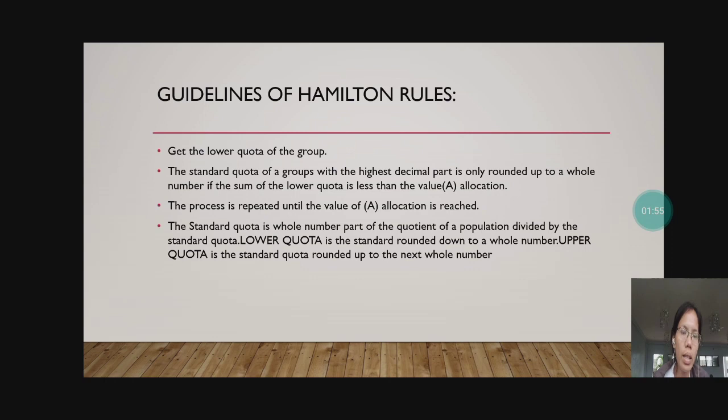The standard quota is the quotient of a population divided by the standard divisor. The lower quota is the standard quota rounded down to the whole number. And the upper quota is the standard quota rounded up to the next whole number.